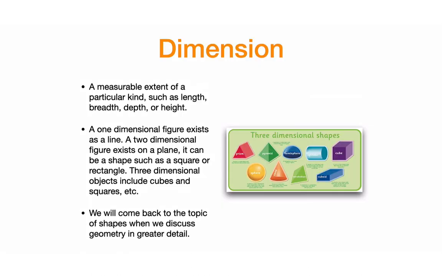Dimension, a measurable extent of a particular kind, such as length, breadth, depth, or height. A one-dimensional figure exists as a line. A two-dimensional figure exists on a plane. It can be a shape such as a square or rectangle. Three-dimensional objects include cubes and spheres, etc. We will come back to the topic of shapes when we discuss geometry in greater detail.